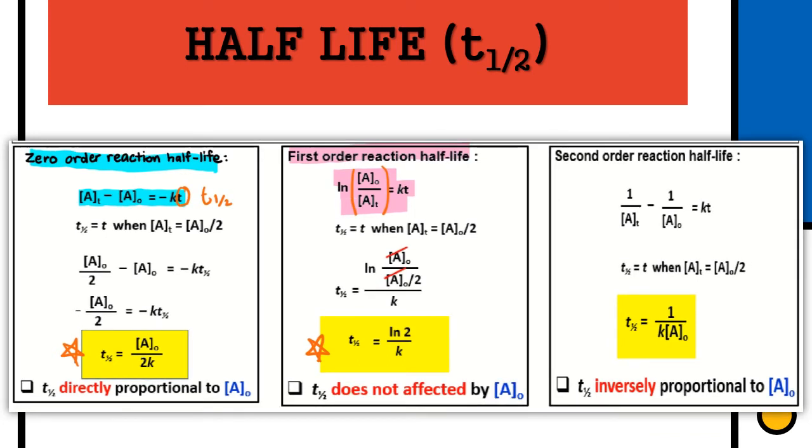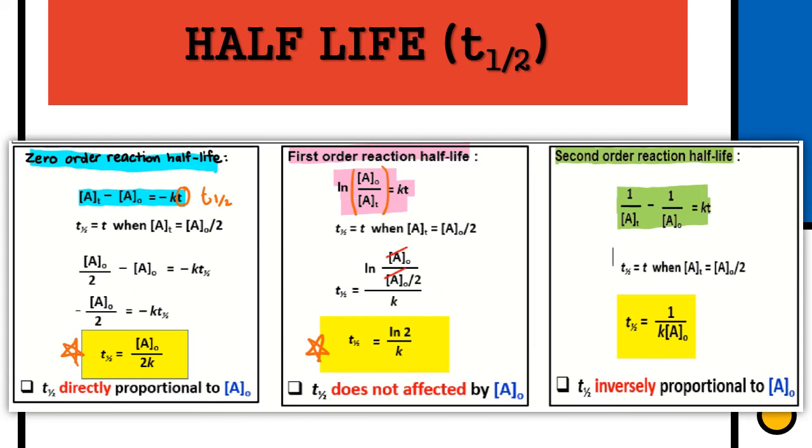So now let's look at the second order half-life. As we did for the first order and the zero order reaction, the half-life for second order will also be taken from its integrated rate equation. We will derive the equation from here, where we will substitute the t as t half, so that the concentration at a certain time will become A naught, the initial concentration, over 2.